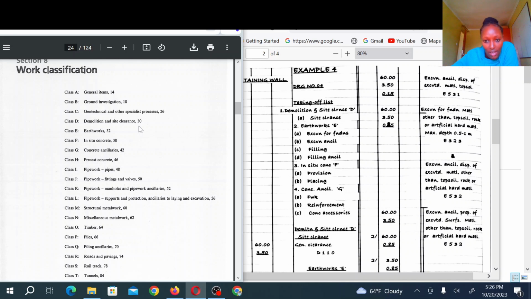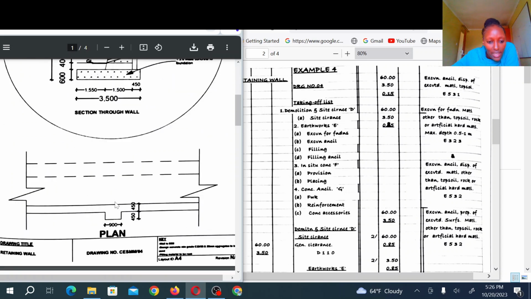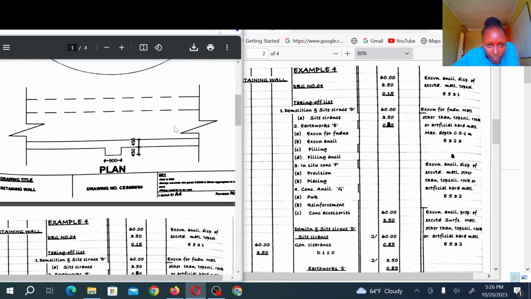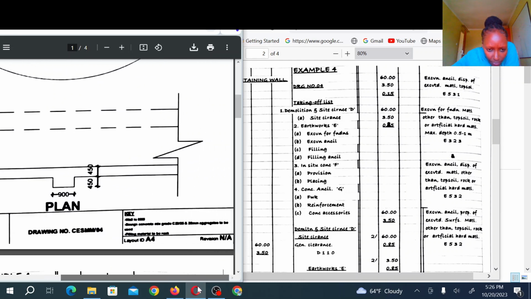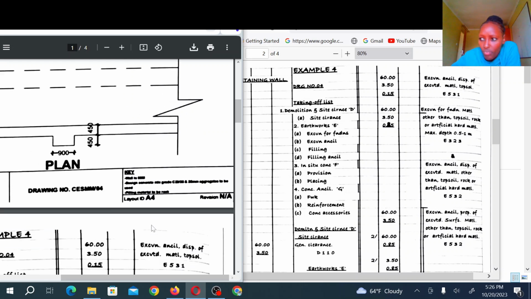That is class D. This is because if you look at the drawing, we had been told in the notes, let us zoom into the notes. We had been told that the wall is 60 meters long. I can see that you can see it very well, but it states that the wall is 60 meters long. The design concrete grade is class 20, 30 millimeters aggregate to be used. Then filling material to be rock. We shall fill using the rock.